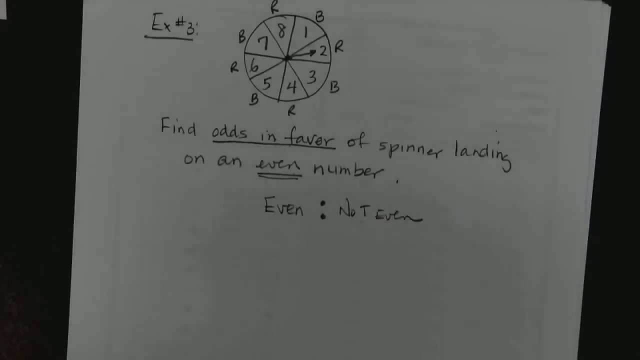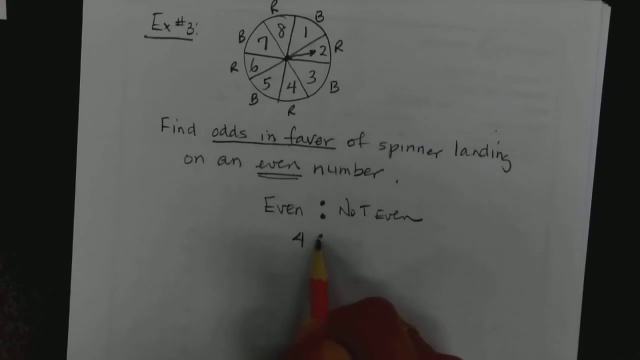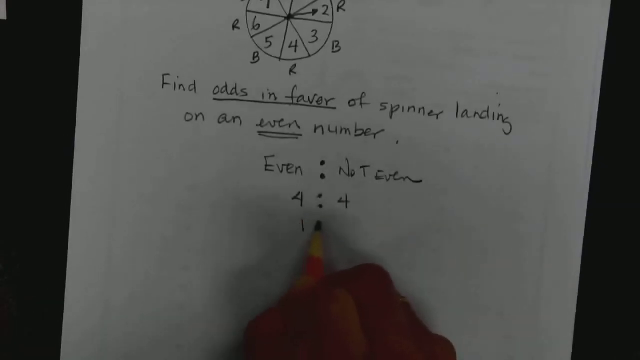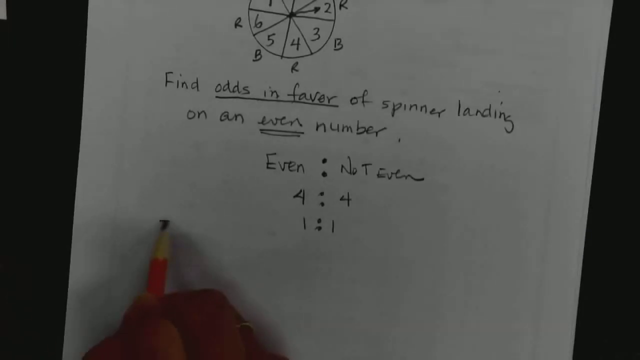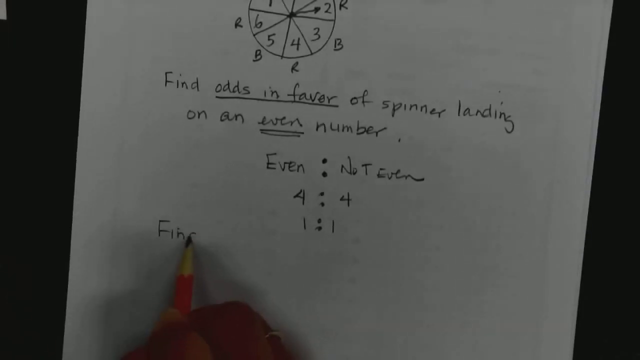So how many are even? 4. And how many are not even? 4. So the odds in favor of picking an even is 1 to 1. Are you going to make us break it down like that? Even, not even, then 4 to 4, then 1 to 1. Okay, so let's do odds against.